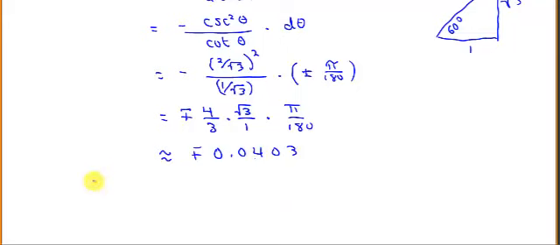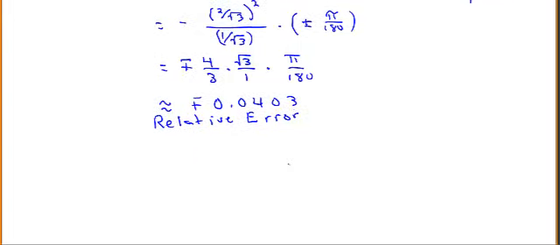So the percentage error would be approximately, and maybe I better label this relative error. To come up with a percentage error, we just express this as a percentage, and it would be minus or plus 4.03%, and this would be the percentage error.